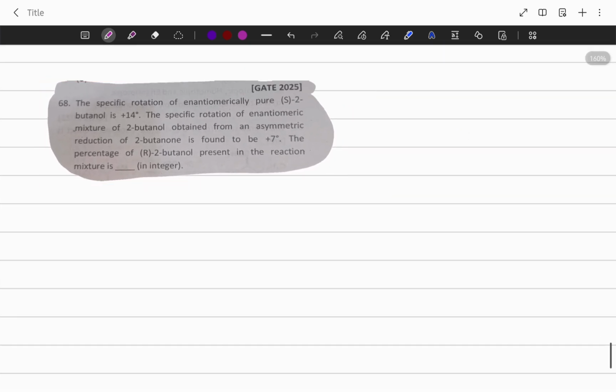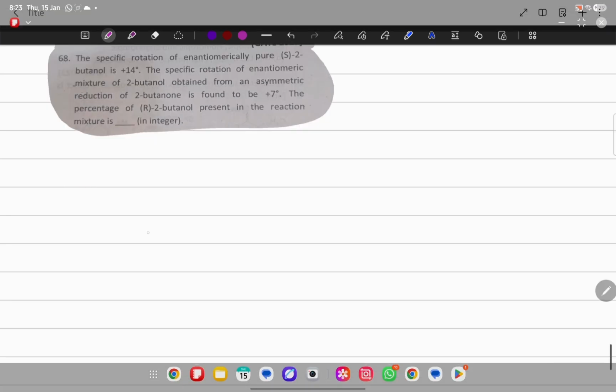Now moving to the next question, this is from the same GATE paper, the two questions are asked in the GATE 2025. The specific rotation of enantiomerically pure S-2-butanol is plus 14 degree. The specific rotation of an enantiomeric mixture of 2-butanol obtained from an asymmetric reduction of 2-butanone is found to be plus 7 degree. The percentage of R-2-butanol present in the reaction mixture is.